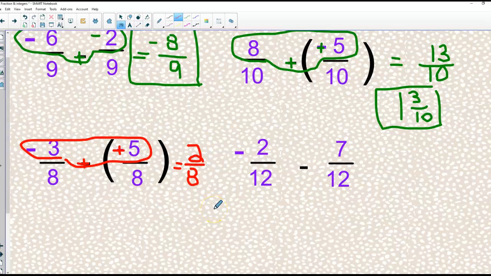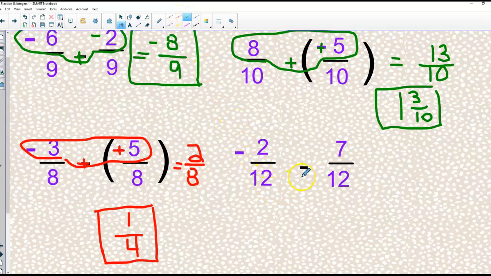So I have an answer of 2/8 here. Now, that is not improper, but it can be reduced, right? This could be divided by 2. It'll go down to 1/4. And this is positive, so there's no sign to bring along with me. So it's just a plain old positive 1/4. Okay, last one here. Let's look at this one.